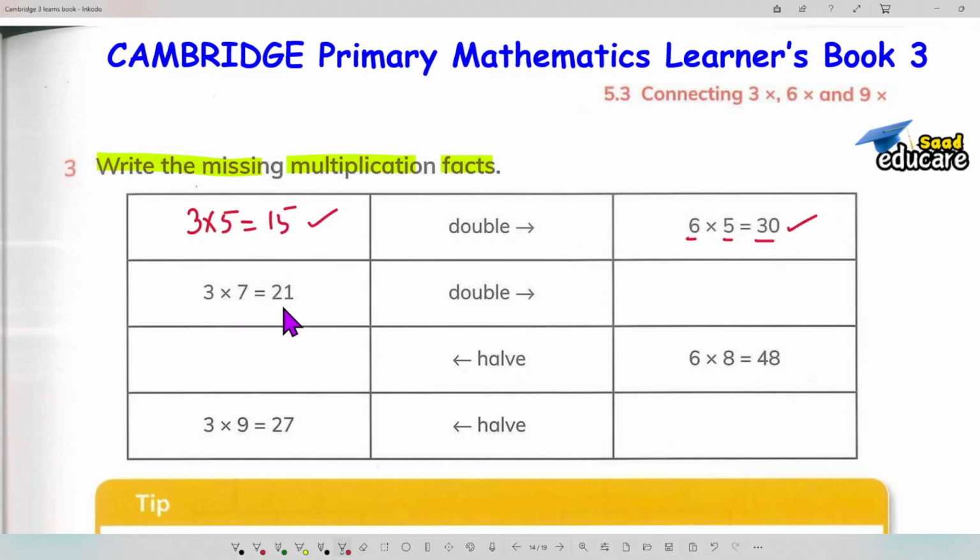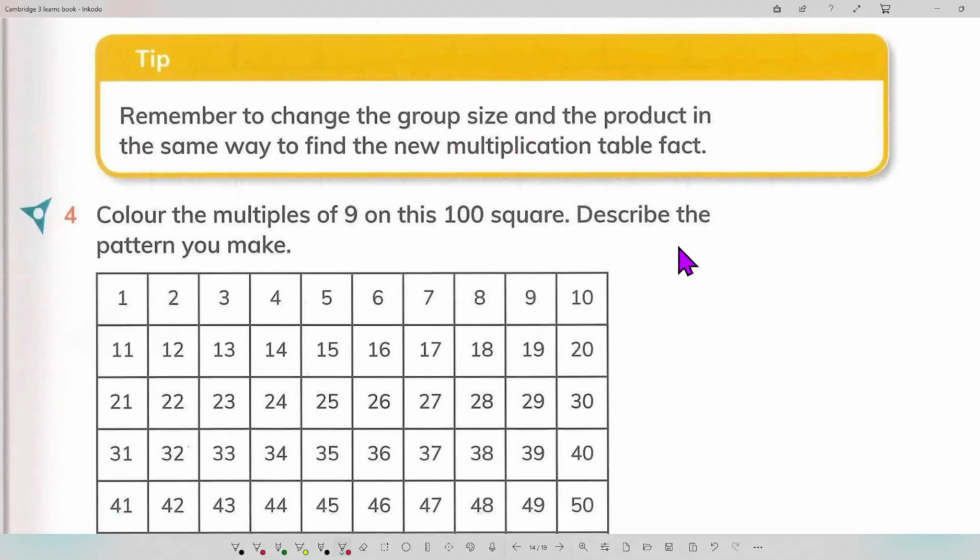Similarly, 3 times 7 is 21. Its double, 6 times 7, is 42. And here is half. 6 times 8 is 48. So half of 6 is 3, and 3 times 8 will be 24. Same thing here, 3 times 9 is 27, and it comes from half of 6 times 9, which is 54. Okay, so number 3 is done.